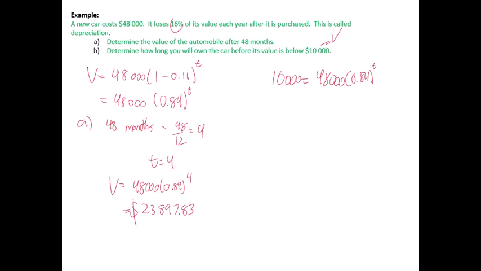If you have your variable in the exponent, you need to get that bracket that it's above alone. So I need to divide both sides by 48,000 here. Those cancel, and I'm left with 0.20833 roughly equal to 0.84 to the power of t. Now I don't need the brackets there, but I'll keep the brackets.